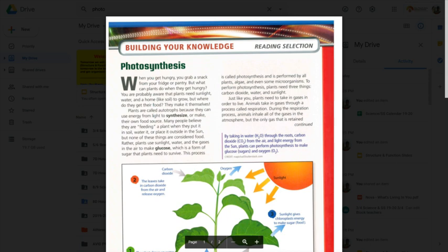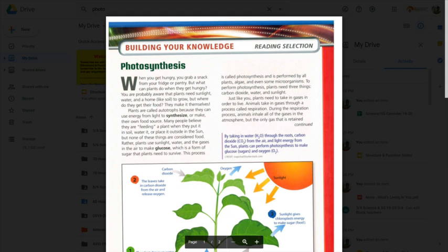Many people believe they are feeding a plant when they put it in the soil, water it, or place it outside in the sun. None of these things are considered food. Rather, plants use sunlight, water, and the gases in the air to make glucose, which is a form of sugar that plants need to survive. This process is called photosynthesis and is performed by all plants, algae, and even some microorganisms.